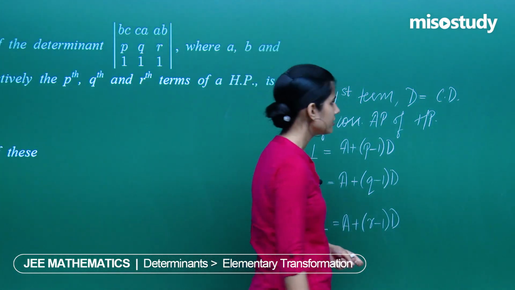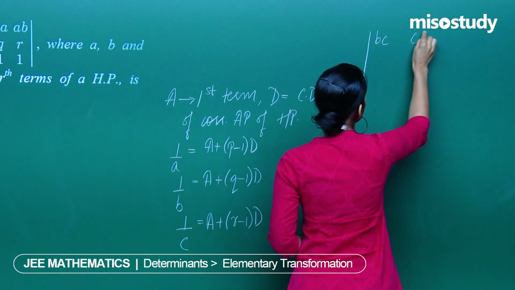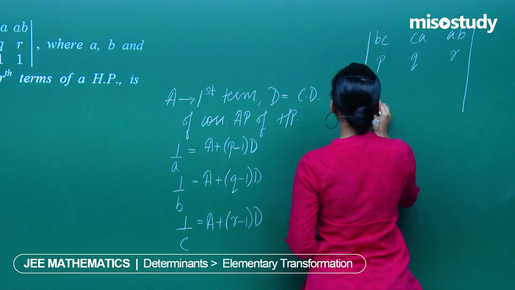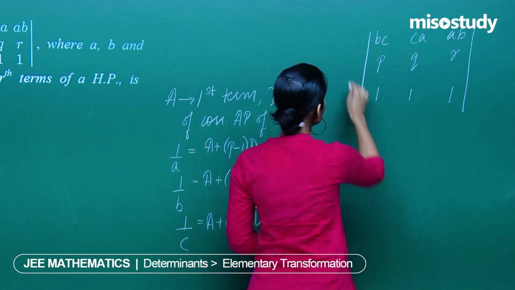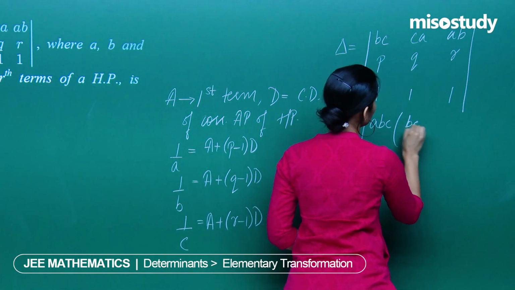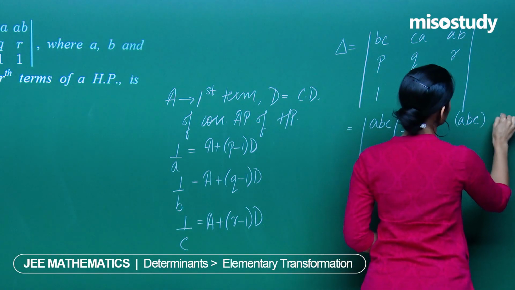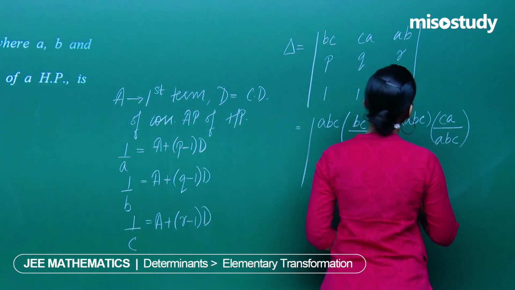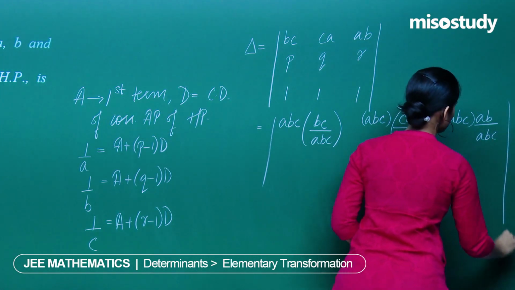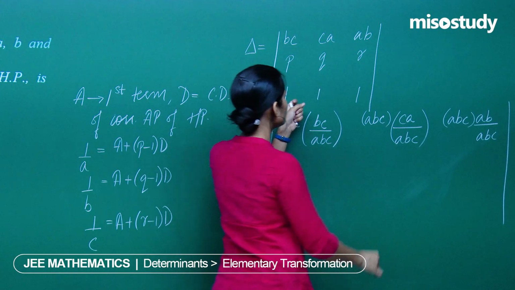Now, if I talk about this particular determinant, you have bc, ca, ab, and then you have p, q, r and 1, 1, 1. What I can do is multiply and divide by abc in each row, rest same. Or I can say what you can do is row 2 goes to row 2 minus row 3.